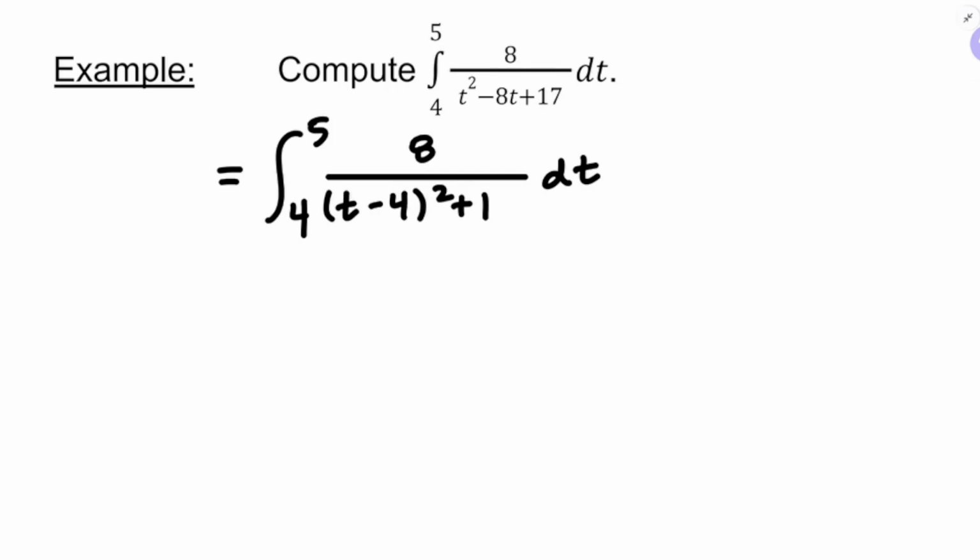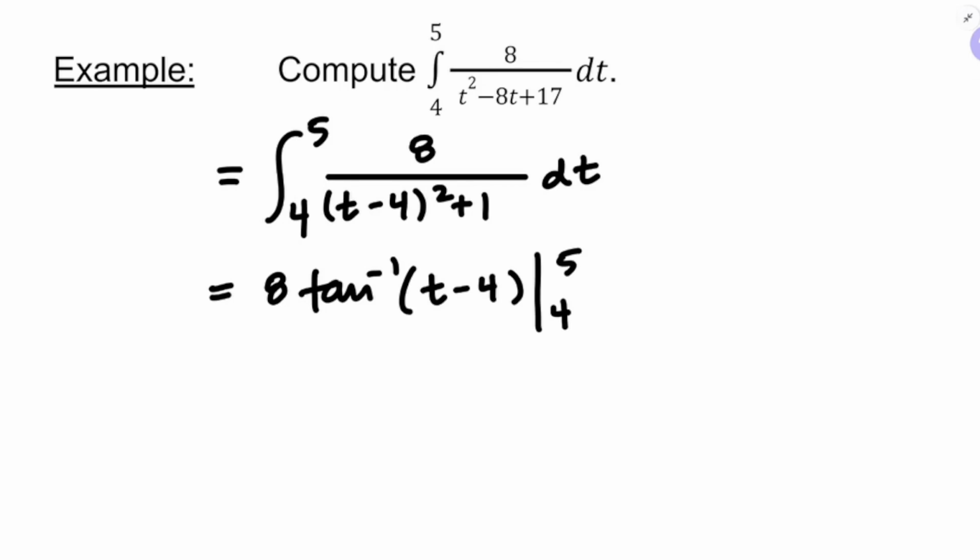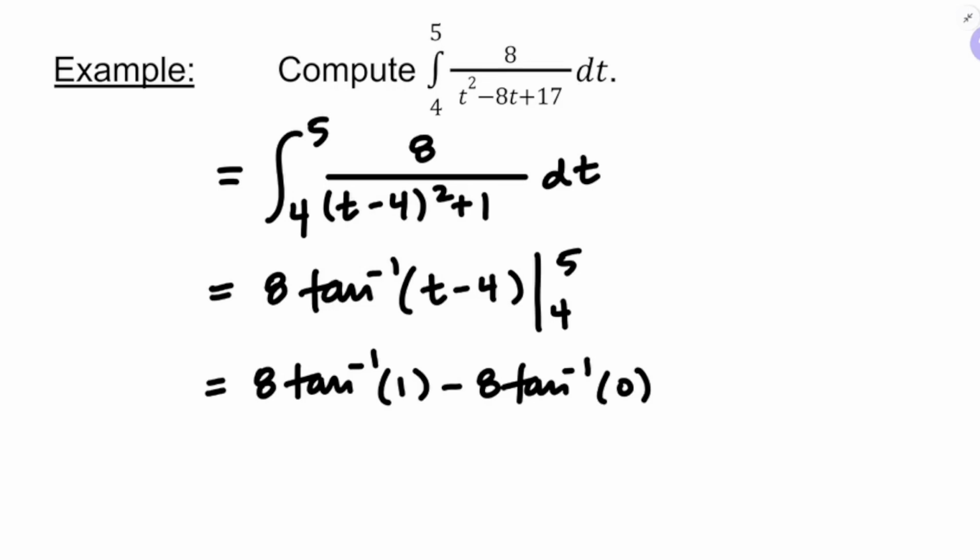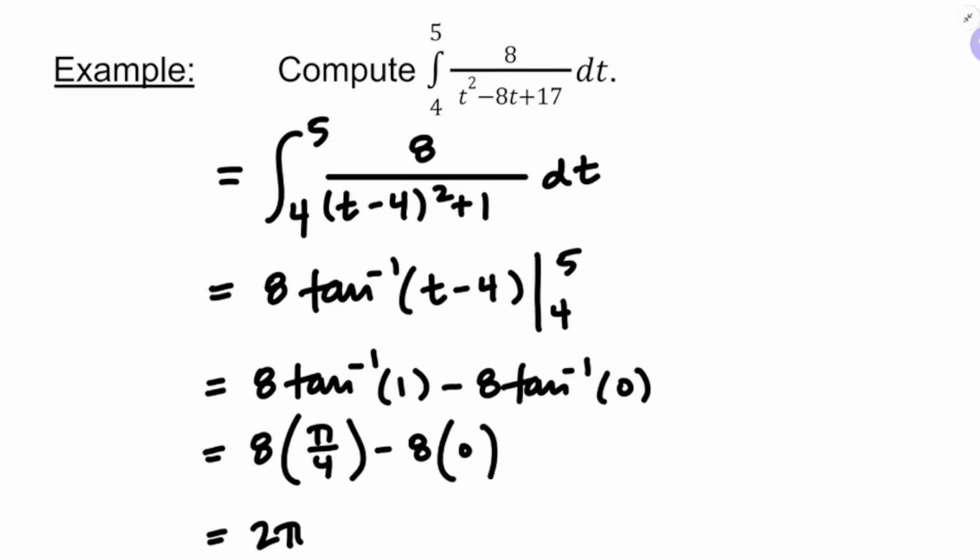The integral from 4 to 5 of 8 over (t minus 4) squared plus 1 dt, and that antiderivative is going to be 8 arctangent of (t minus 4), and I'm going to let t go from 4 to 5. When I plug in t equals 5, I would get 8 times arctangent 1, and then I would subtract, when I plug in t equals 4, 8 arctangent of 0. So that'll equal 8 times arctangent of 1, which is pi over 4, minus 8 times arctangent of 0, which is 0, so 8 pi over 4 is going to be 2 pi.